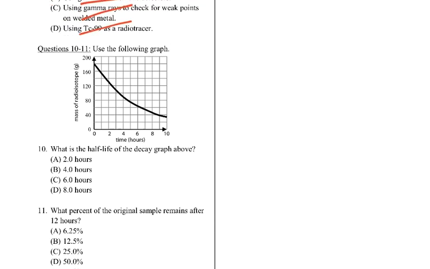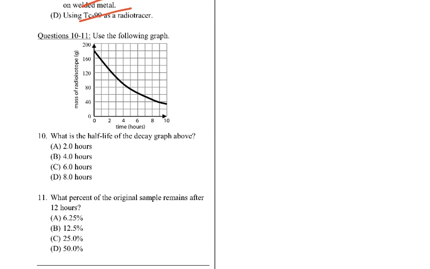Okay, for number 10, what's the half-life of the decay of the graph above? So we say, okay, we're starting up here. I think our numbers are a little bit off. They're not too bad. So this guy here starts up here above 160. How long does it take to get down to half? Well, that looks like it's about 180. So when does it get to 90? Right about here. So that looks like it's about a time of 4 hours. I would say that that is answer B.